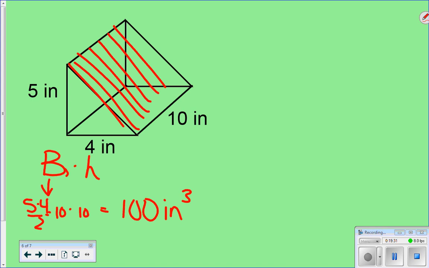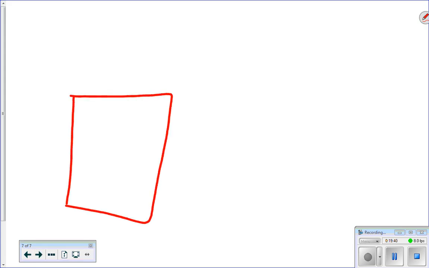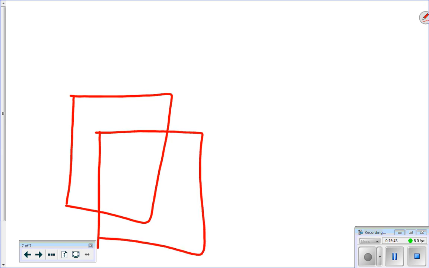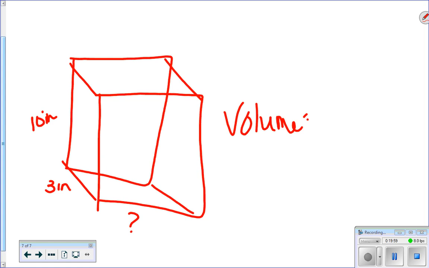All right, any questions so far? What if they would do something like this? Okay, so let's say I have a rectangular prism. Pretend this looks really good. And let's say this was 3 inches and this was 10 inches. And we didn't know how many inches this was, but the volume altogether was 900 inches cubed. How could I figure this out? I know the volume, but I don't know one side of my nicely looking rectangular prism. Jasmine?